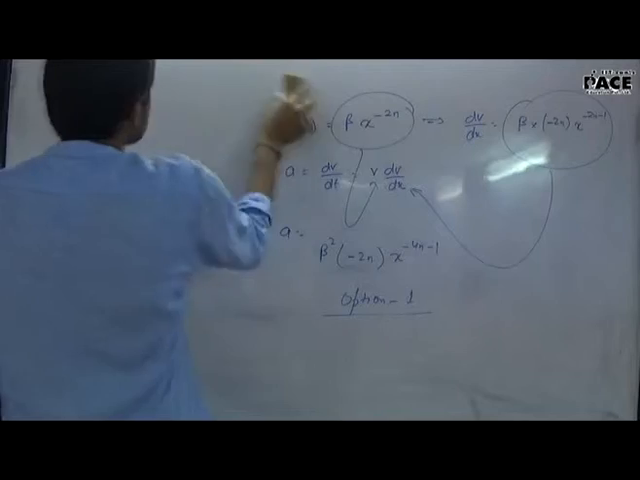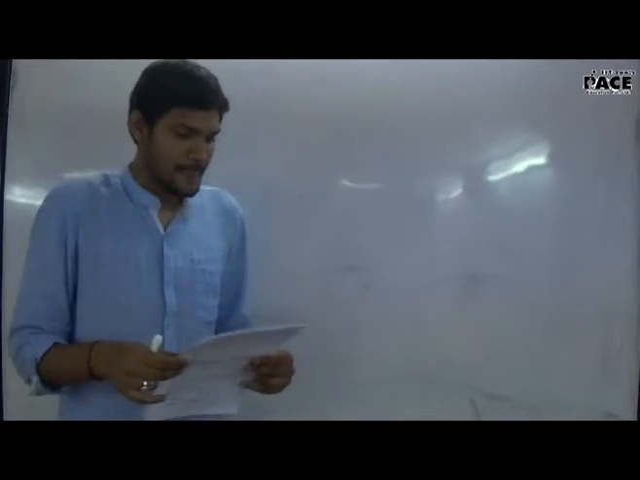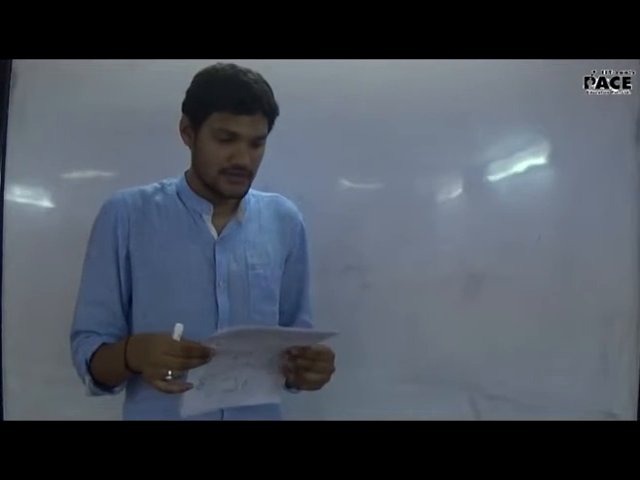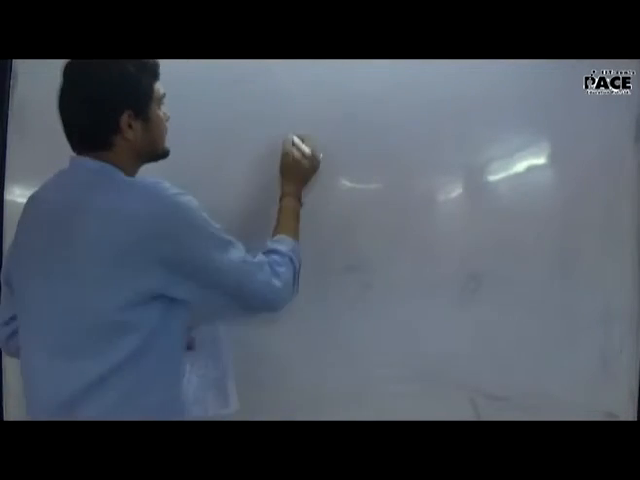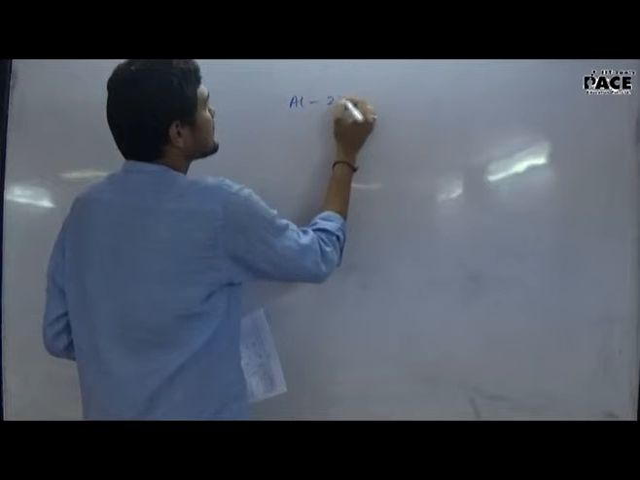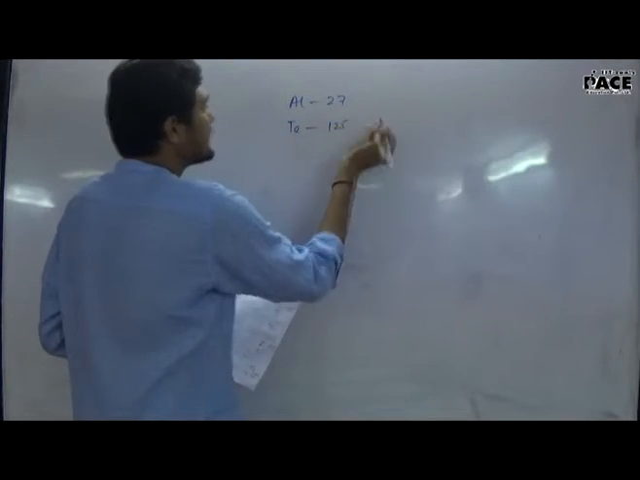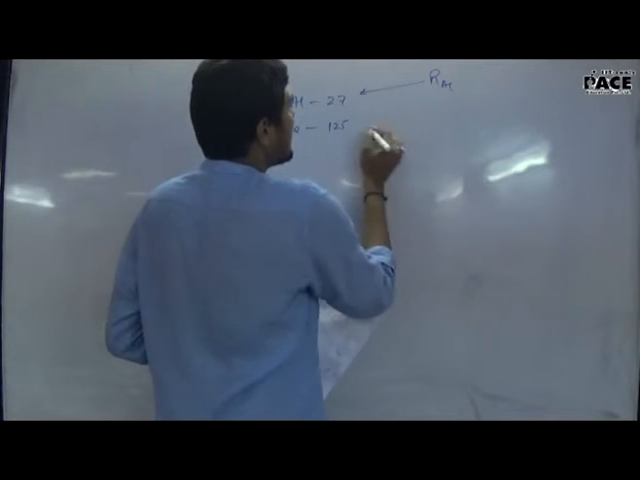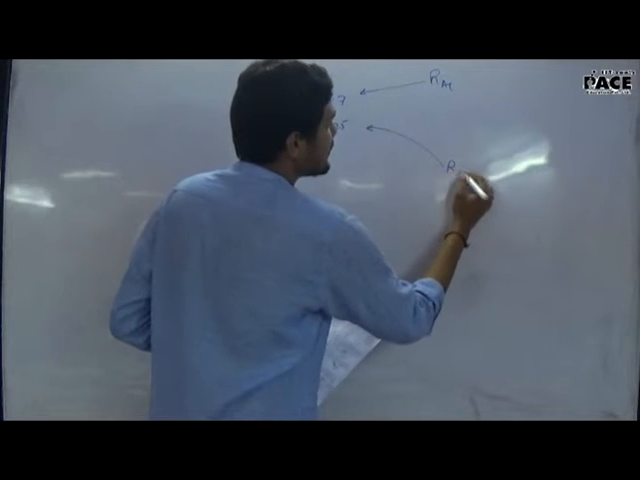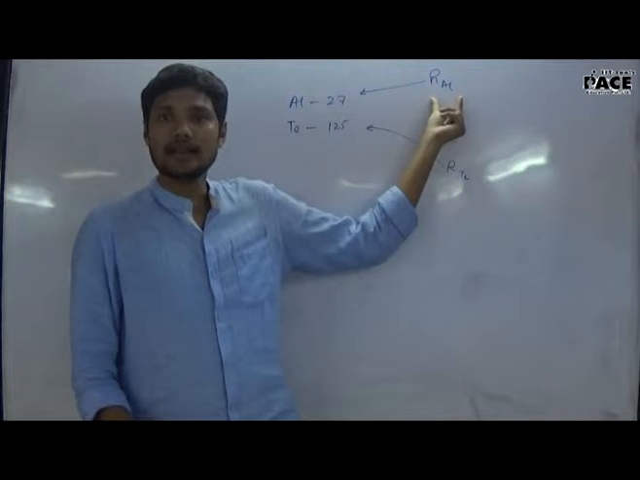For the next question, question number 140, there are two different nuclei. One is aluminium 27 and the other is Te 125. The radius of this is assumed to be R_Al and the radius of this, let's call it R_Te. So we have to find R_Te in terms of R_Al.